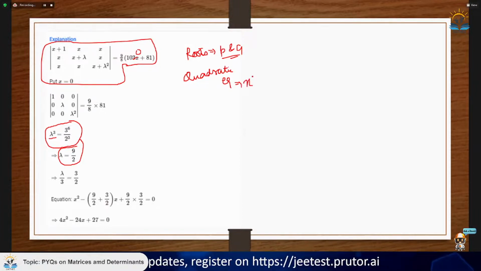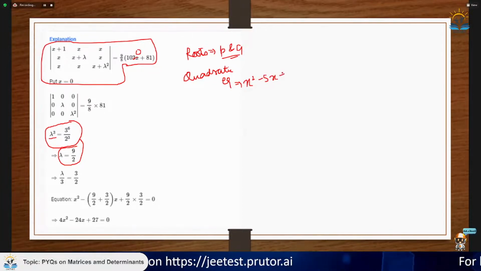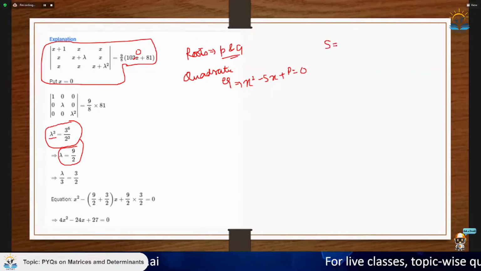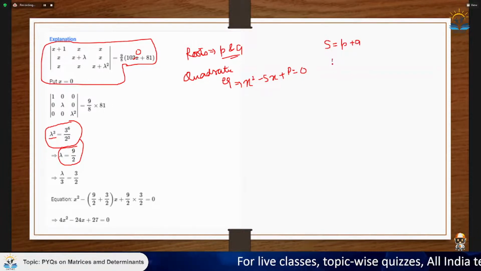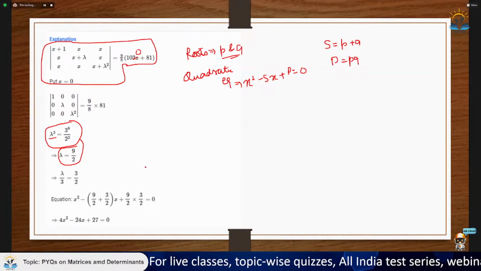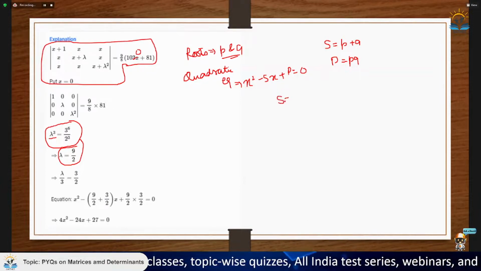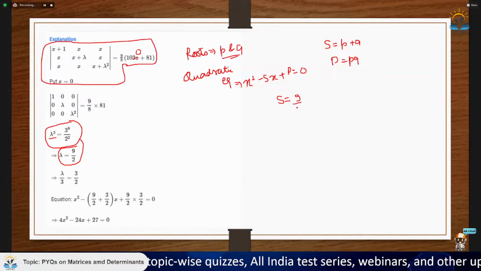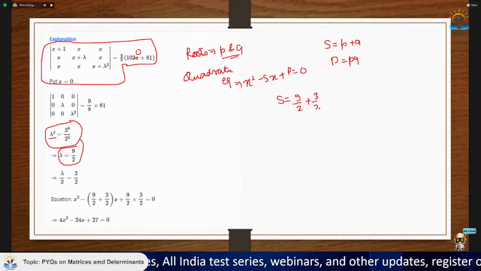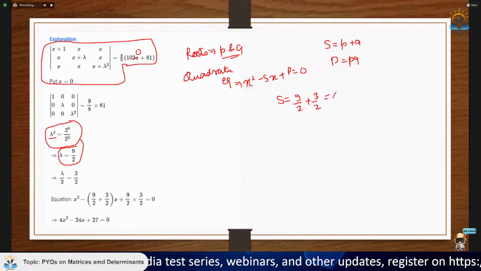x square minus Sx plus P equal to 0, where my S is the sum of roots, which is p plus q, and capital P is my product, which is equal to p into q. So in this case, S is equal to 9 by 2 plus lambda by 3, which is 3 by 2. So this thing is equal to 12 by 2, which is 6.